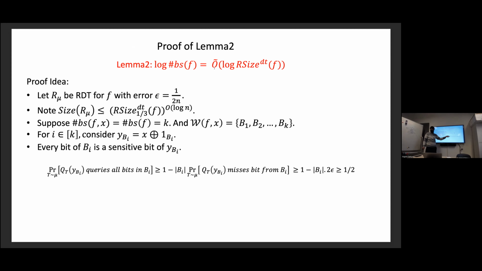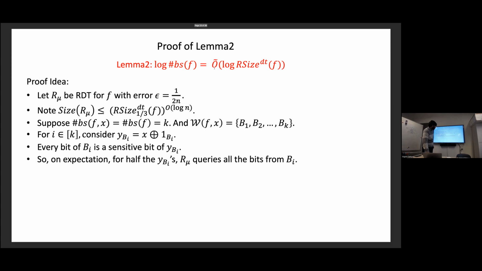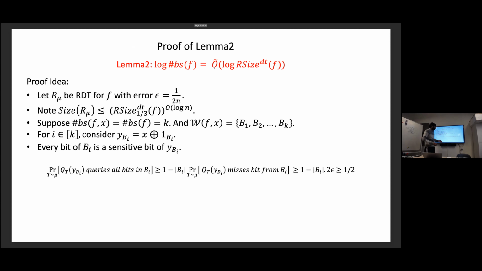All the bits of b_i must be queried on input y sub b_i. Is this clear? And now, we can just run the expectation argument. On y_1 or b_1 with probability 1/2, all the bits of b_i will be queried. Same for the other y sub b_i's. So in expectation, for half of them, all the bits of their corresponding b's will be queried.